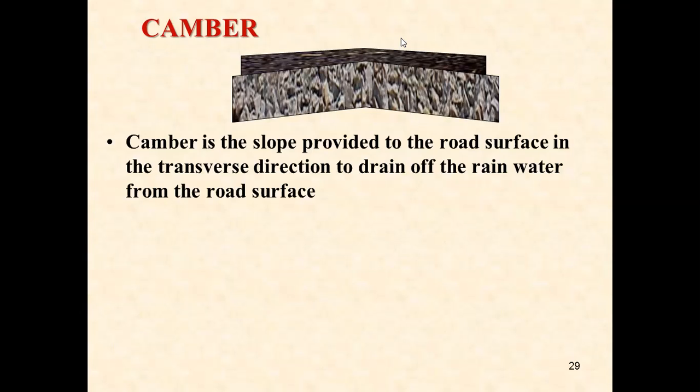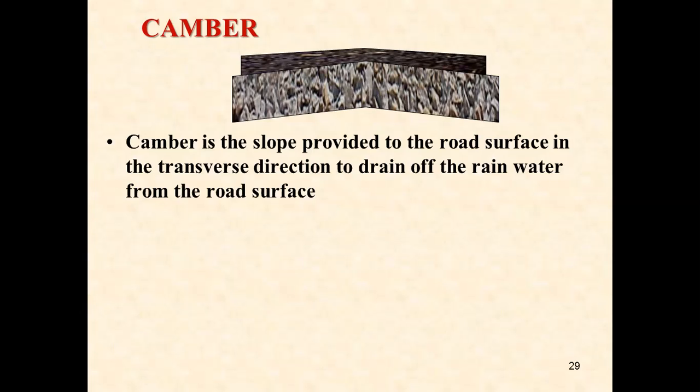We can see that in the diagram. This is the crown portion, and on the sides we provide a slope so that water can drain off very easily. If camber is not provided, the water will stagnate on the road, deteriorating and damaging the road surface. With water continuously stagnated and traffic movement combined with the water, the road will be damaged and potholes will form.